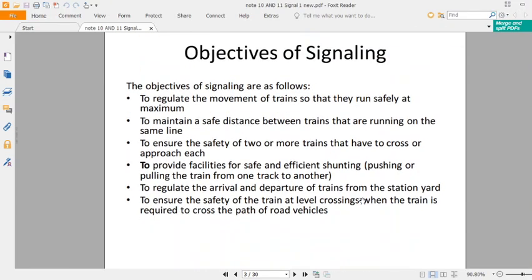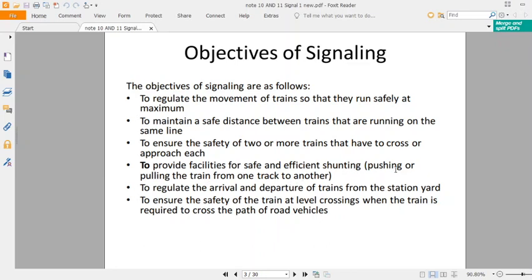Now next is the objective of signaling. First objective is to regulate the movement of trains so that they run safely at maximum. Second is to maintain a safe distance between trains that are running on the same line. Third is to ensure the safety of two or more trains that have to cross or approach each other. Next, to provide facilities for safe and efficient shunting.